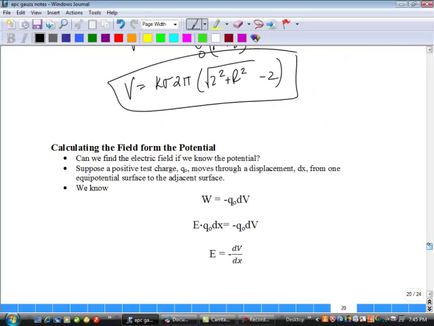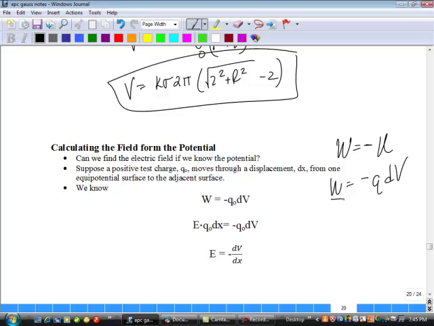Alright, can we go the other way? Can we calculate the field from the potential? The answer, of course, is yes. Suppose that a positive test charge moves through a displacement dx from one equipotential surface to another. So how do we do that? Well, we know that work is going to equal the negative potential energy, and hopefully you know that the potential energy here is negative Q times the change in volts. And since we're talking calculus, I'll get rid of the delta and make it dV here.